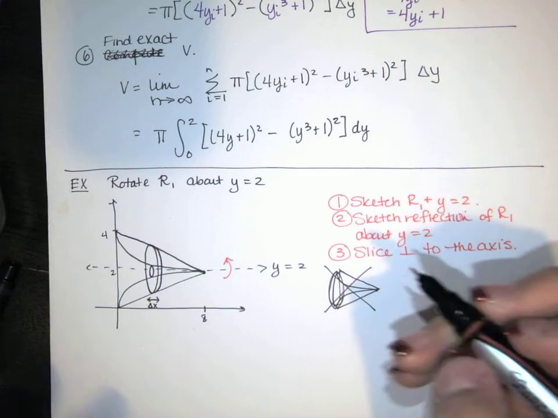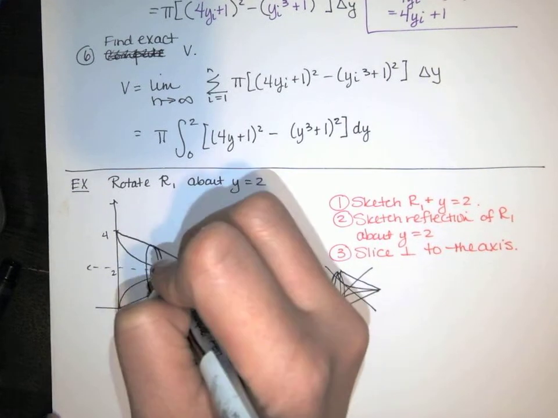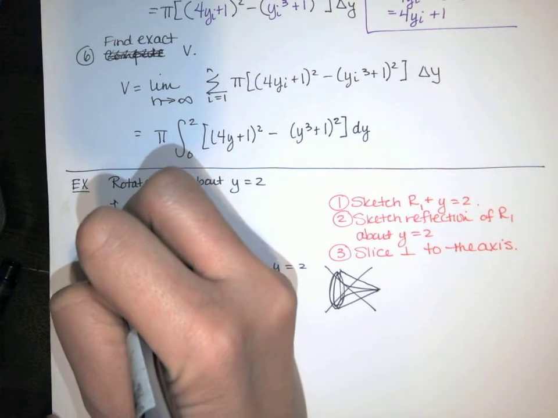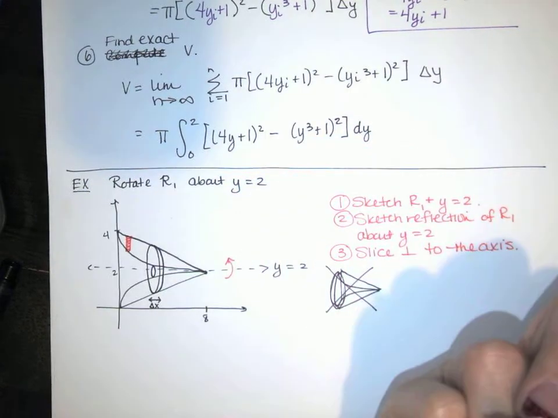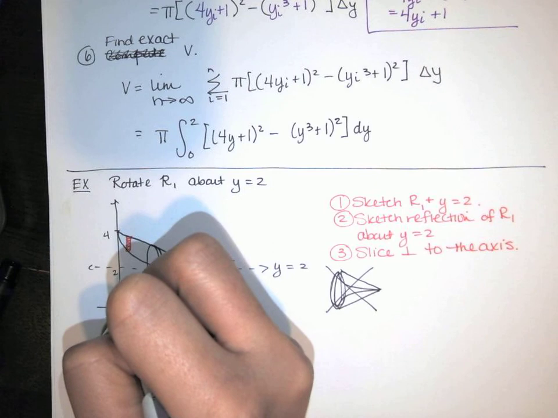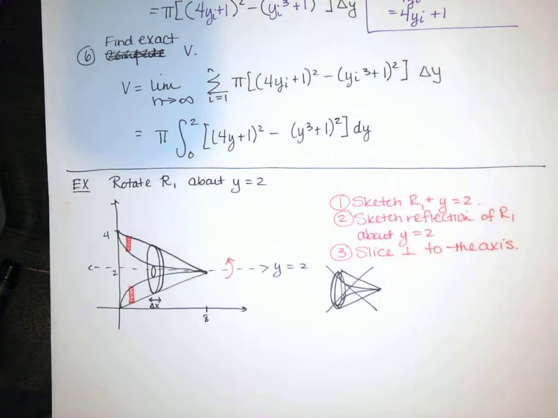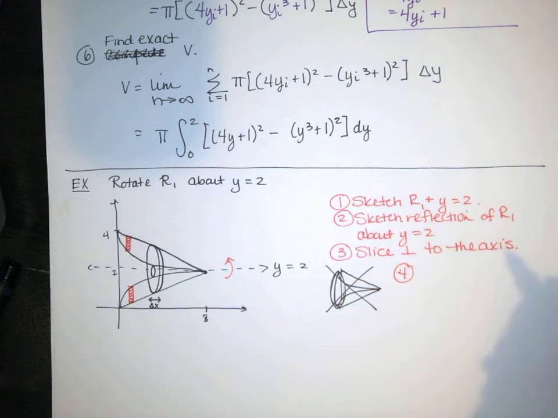So once you've sliced perpendicular to the axis, you might also slice using a representative rectangle. I'm going to use this representative rectangle. Actually, this was my region. So here's my representative rectangle. When I reflect it, it ends up there. Okay. And I've got either representative rectangles or washers or both.